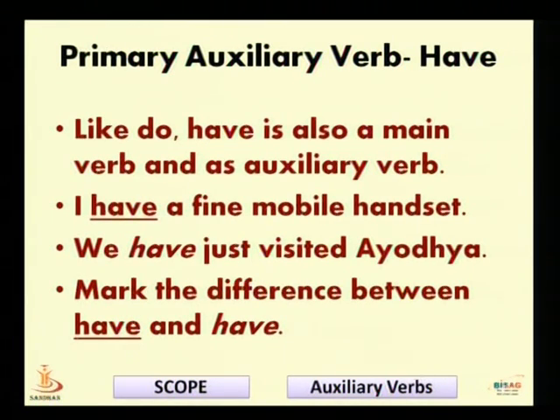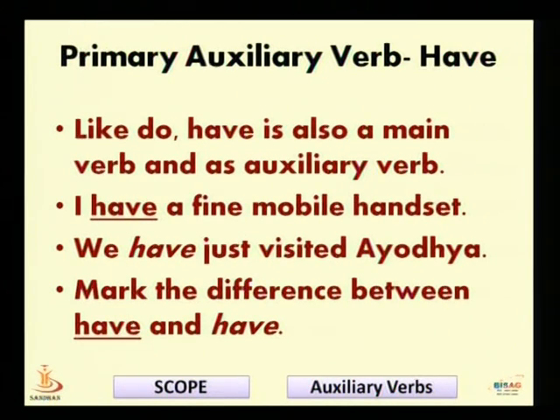The important thing to remember again is that, like the auxiliary do, have can also occur as the main verb and as the auxiliary verb in a sentence. But again, the function of the two is totally different from each other. Now you can see I have given you a very easy example. I have a fine mobile handset, and we have just visited Ayodhya.